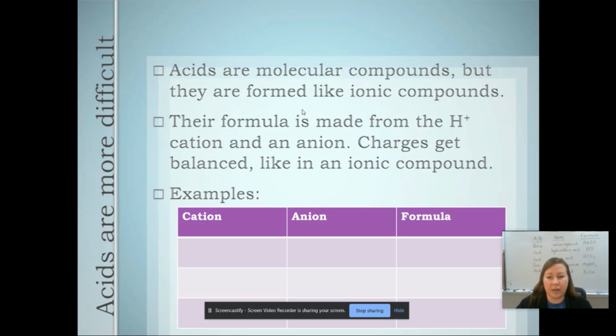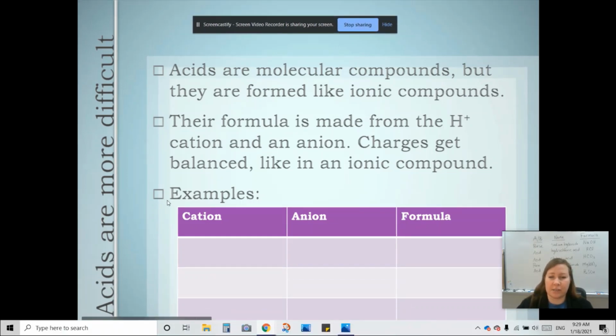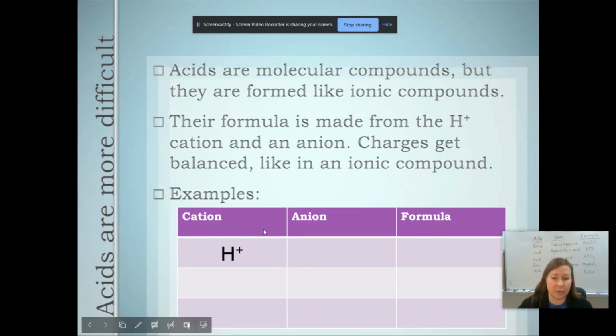Acids are molecular compounds, but they're formed like ionic compounds. Their formula is made from the H+ cation and then any other anion. Charges get balanced just like in an ionic compound. So here are some examples. H+ cation always for an acid. And the anion in this one is going to be Cl−. And H+ and Cl−, +1 and −1, balances out. So this one is going to be HCl for the formula.